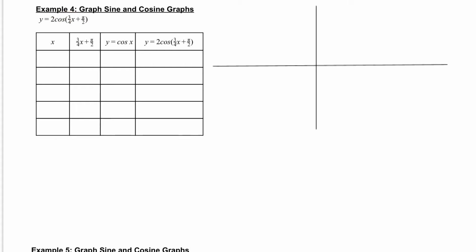In example 4, we're going to graph y equals 2 cosine of 3/4 x plus pi over 2. So notice we are changing the amplitude, we're changing the period, and we're actually shifting it this time. What we're going to do, just like before, is whatever's inside the parentheses of your sine or your cosine graph, that's where your key points are going to be filled in. So we're going to fill this in first. So these are our key points.